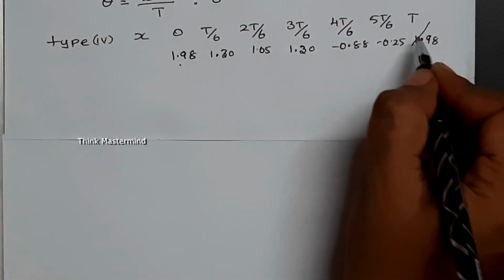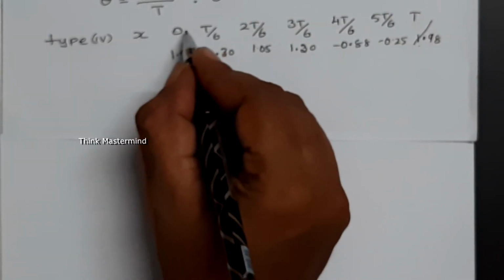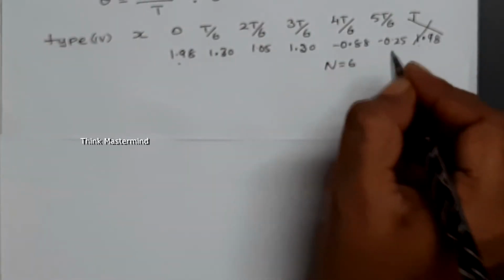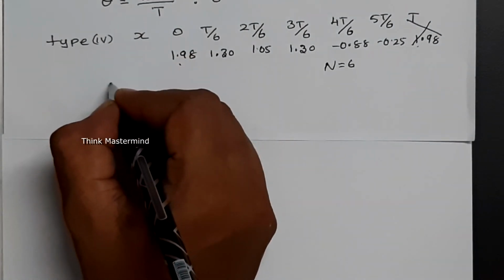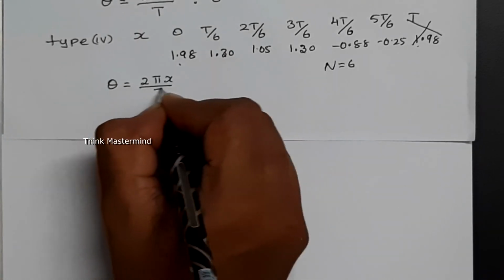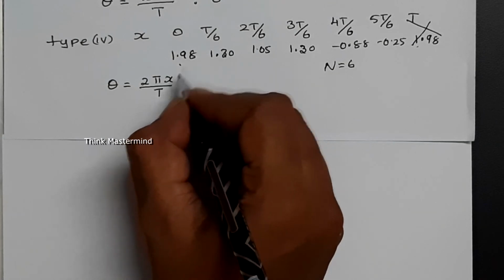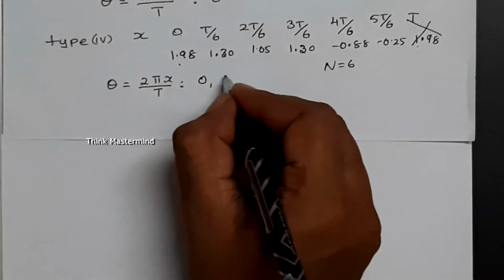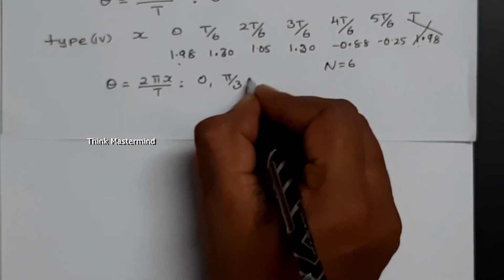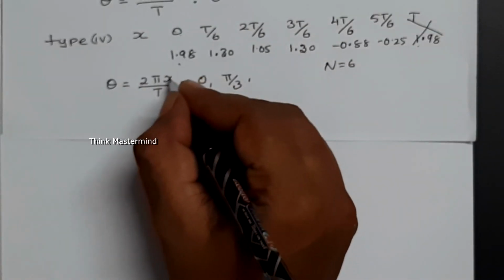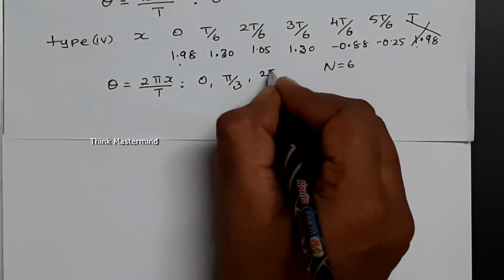Here also the first value of y and last value are the same, so ignoring the last one. So remaining you have the data 1, 2, 3, 4, 5, 6. Therefore n is equal to 6. Now I am changing it into the radian form, that is theta form. So theta is equal to 2 times pi times the x value divided by T. Just substitute the x value and check it here. Now x is 0, so the theta value is 0, and x is T by 6, the theta value is pi by 3, and x is 2T by 6, that is the Ts are cancelled. So you are getting 2 by 3, that is 2 pi by 3.